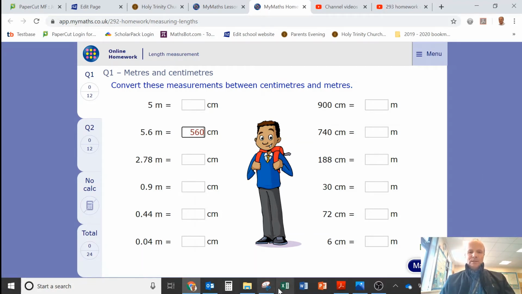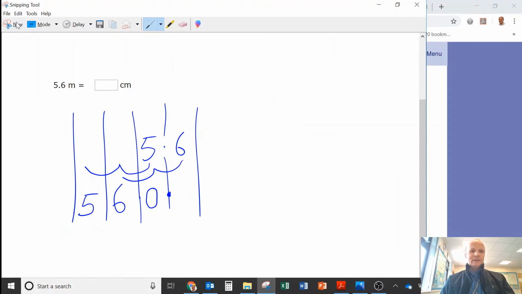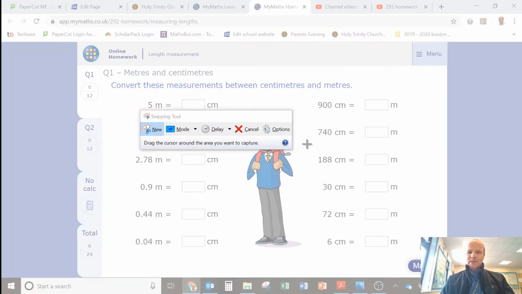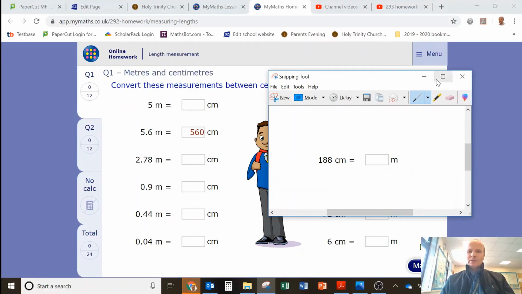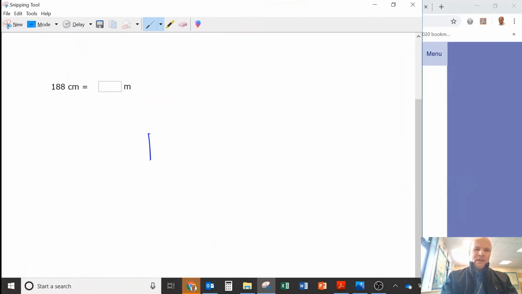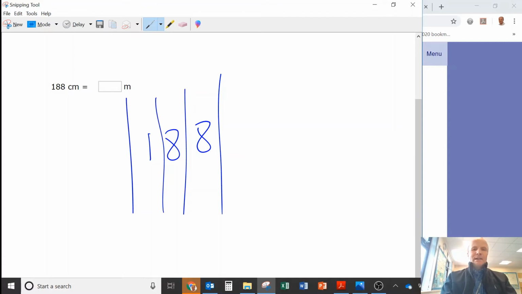We're also converting, going the other way, from centimeters to meters, so I'll show you one of those. We write 188, we draw our lines. We then recognise that this 8 is the ones, this 8 is the tens, and this is the hundreds. So we need to put a decimal point in. The decimal point comes to the right of the ones, and because we are dividing by 100 we're going to add 2 lines to the right hand side.